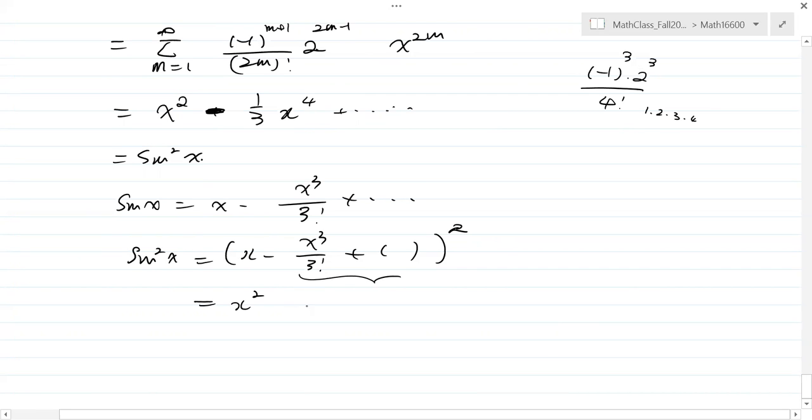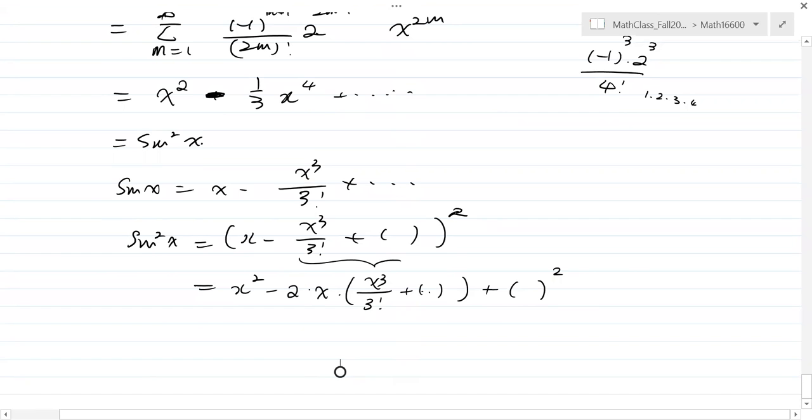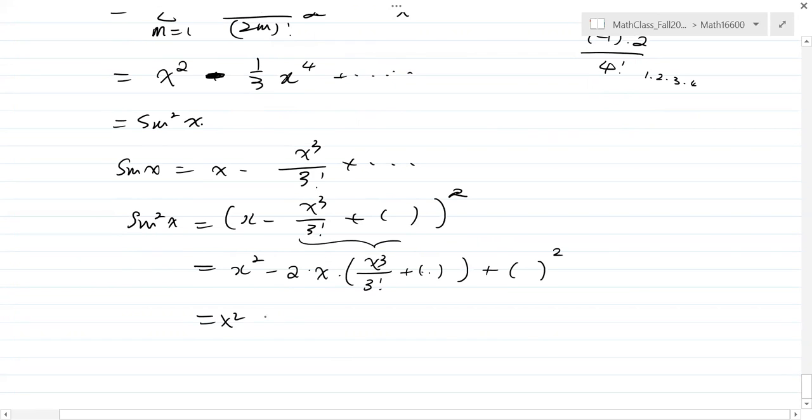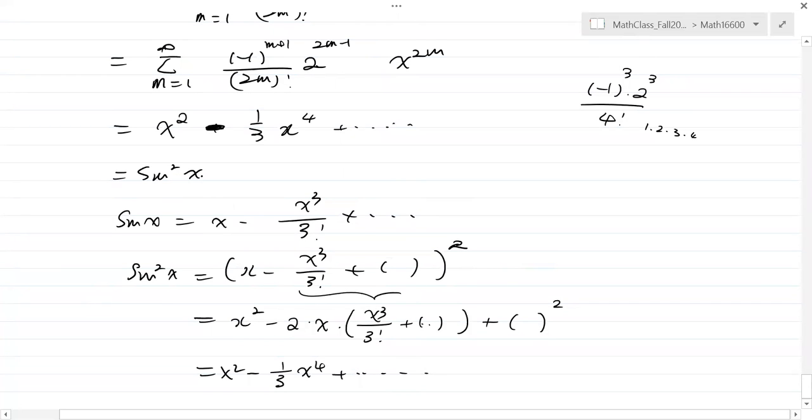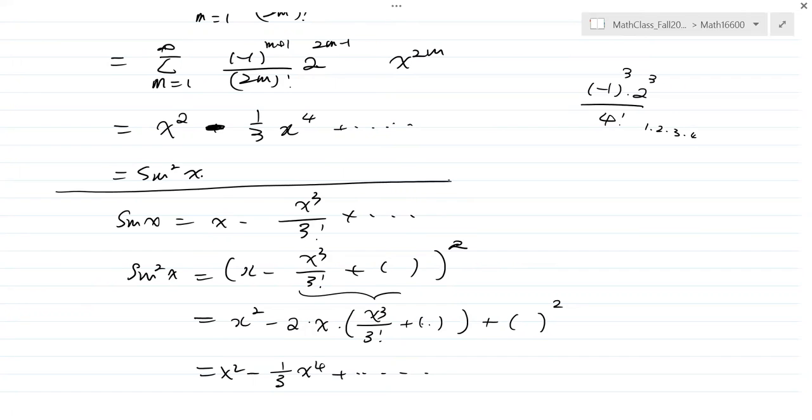x square, right? Minus 2 times x cubed over 3 factorial, and so on, and plus the higher order terms. So if you only consider a few terms, then you get x squared, 2 over 3 factorial is 1/3, then x to the 4th power and higher order. So you see that, right? You can also get a few terms using the Taylor expansion for sine x, and you get sine square x. And yes, you can see that they match, right?